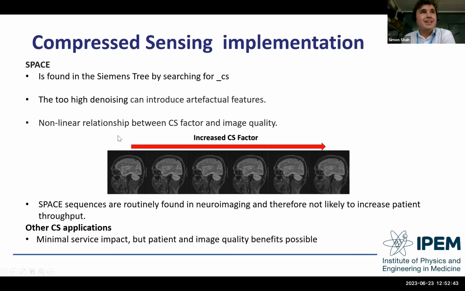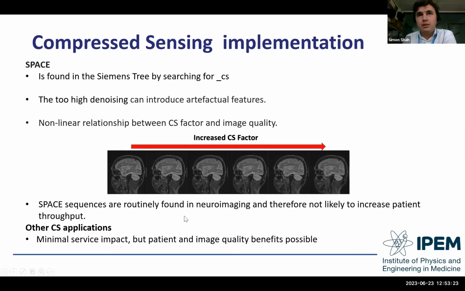There's also, unfortunately, which makes our job even more challenging, a non-linear relationship between the CS factor you're using and the image quality. Because we're using an iterative reconstruction and we're looking for a threshold, as in the first slide I showed on compressed sensing, you might find that certain factors produce better quality images than others. So it is a bit of a tried and tested approach. It's best not to go above 20. Some of these images here are between 1 and I believe 15. So even going to 15, you can see a very blurry image of the brain.